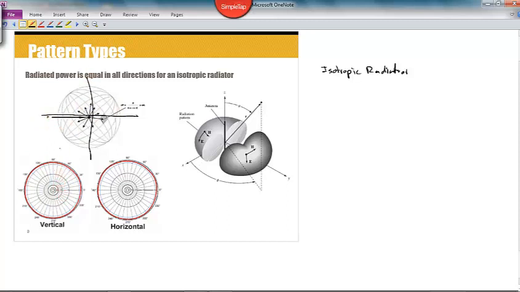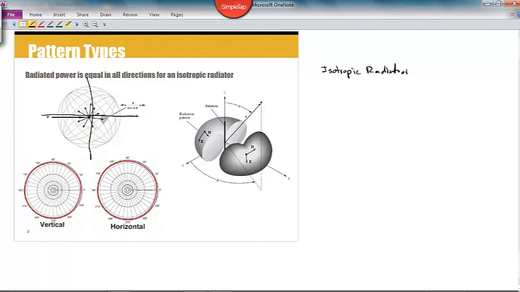So the isotropic antenna and its perfect spherical pattern and its perfect circular principal patterns are only theoretical. They don't actually exist, but this model serves as a reference to compare against in actual antennas. And so we would call that an isotropic antenna.